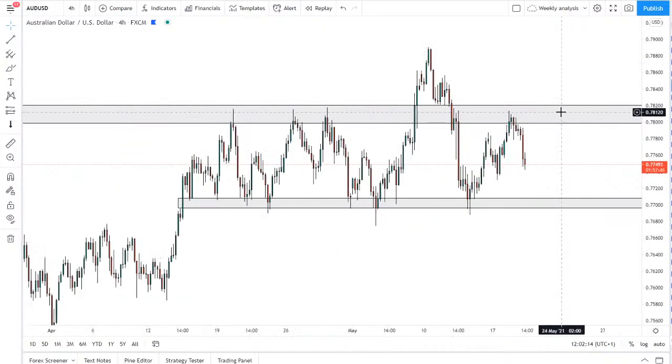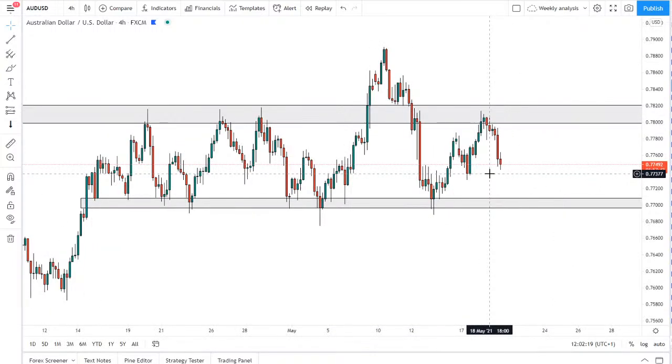So you can see this pair was still looking bearish here. I had a nice retest of that resistance, 0.78 key level of resistance. We broke to the downside, came back, retested it, and now you can see we're falling to the downside there again. So expecting to see more downside continuation for AUD/USD.